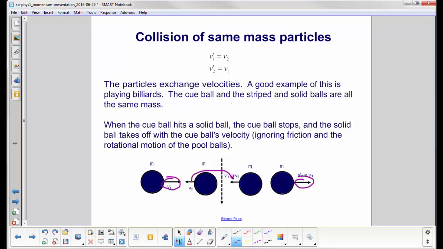A nice example of that is playing billiards. When the cue ball hits a solid ball, the cue ball will stop, and the solid ball takes off with the cue ball's velocity. Now that's only true if we ignore friction and the rotational motion of the pool balls. In reality, you have to hit the cue ball a little below center. But we're not going to worry about that right now. It's just kind of a nice way to help you remember it. So the key phrase here is the particles, spheres, objects, whatever, they exchange velocities.